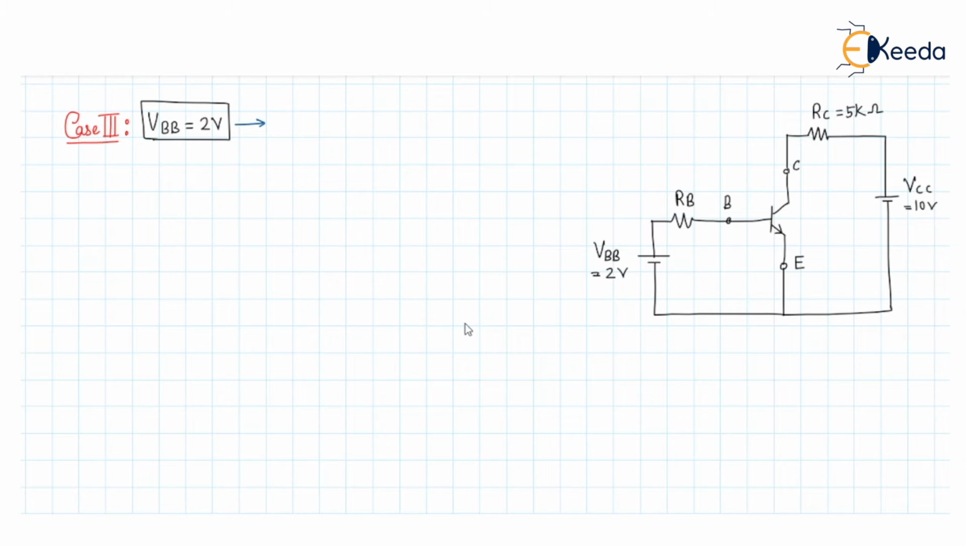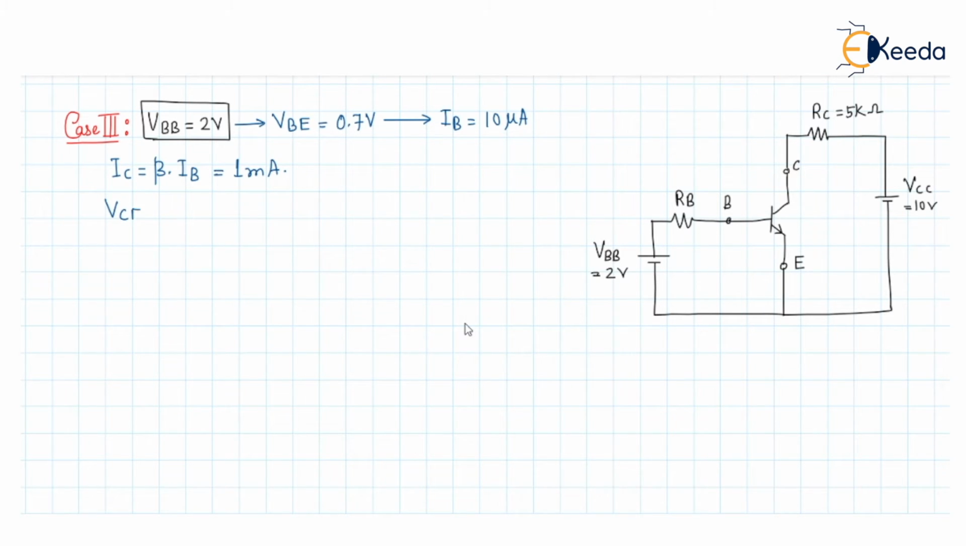So previously the VBE was 0.6. Right now the base to emitter potential will also be increased. So it will be increased to 0.7. And the base current will be 10 microampere. Previously it was 1 microampere where the VBB was 1 volt. So we will get the IC current as beta into IB. Beta value is 100, IB is 10 microampere. So we can calculate the value of IC and it will come out as 1 milliampere.